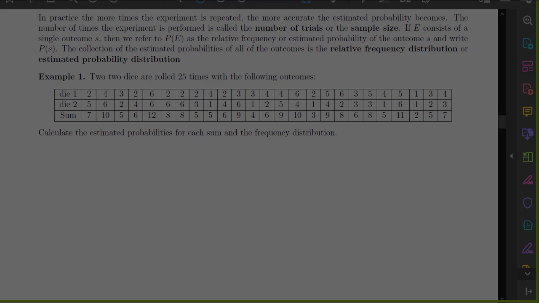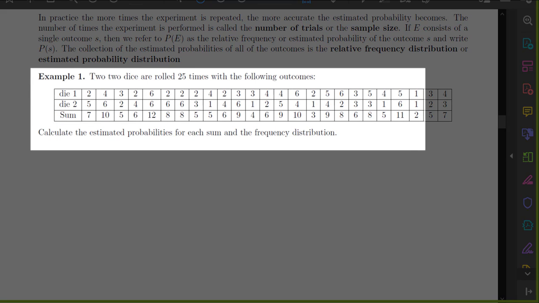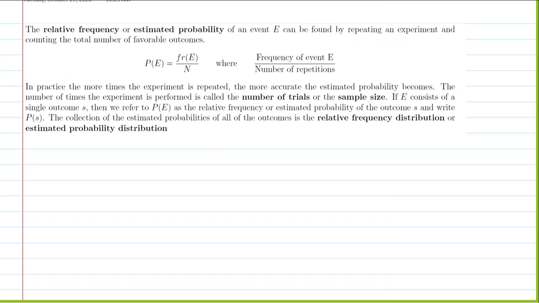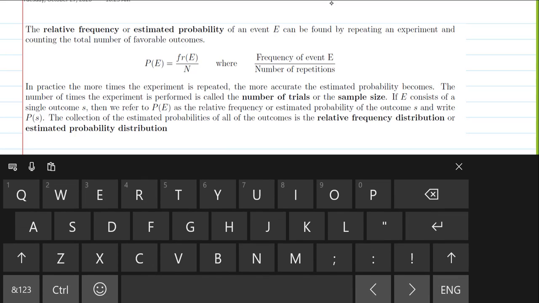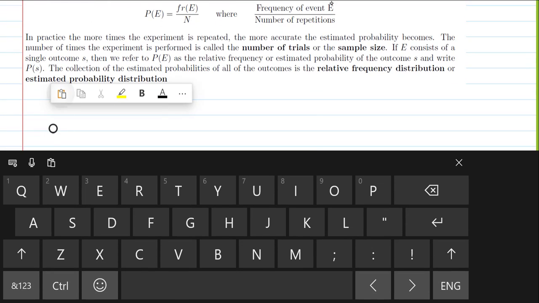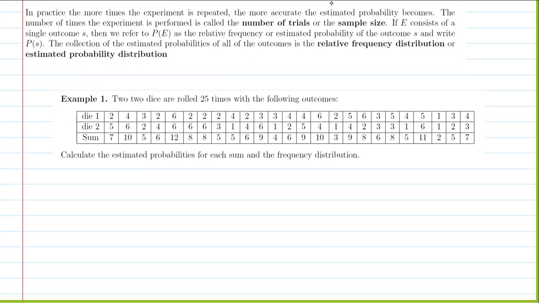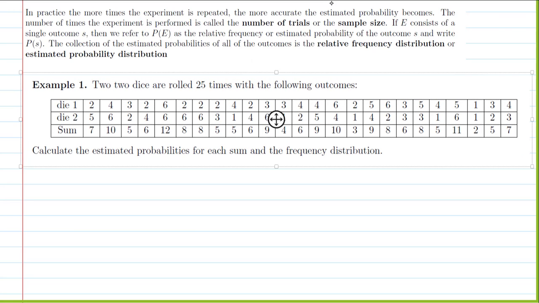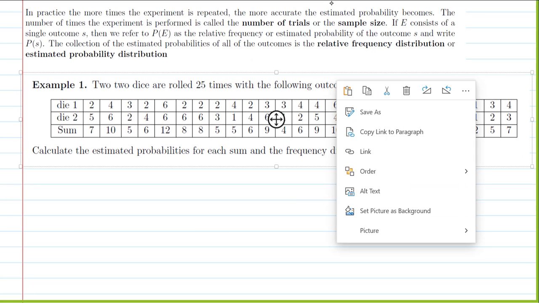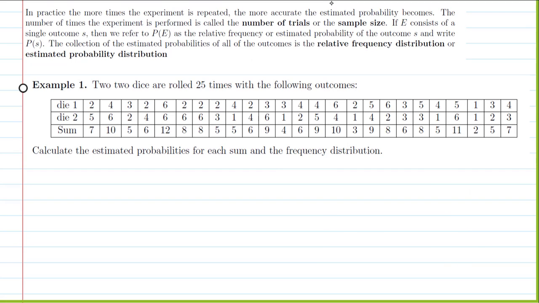All right. So let's take a look at the following. Example 1: 2 dice are rolled 25 times with the following outcome. Calculate the estimated probability for each sum and the frequency distribution.